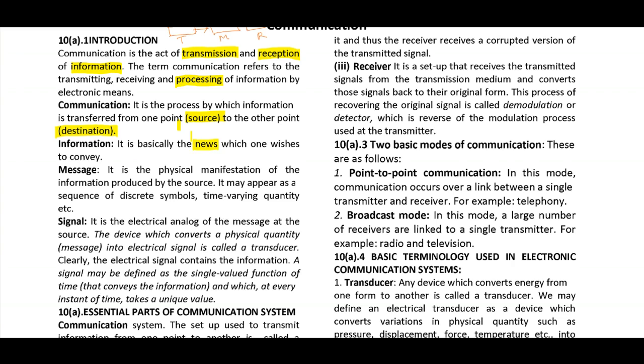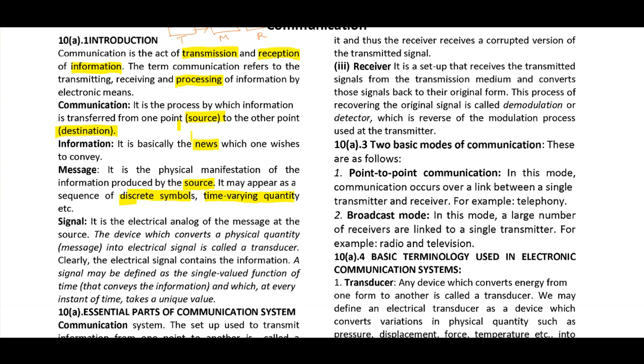Message: what is a message? A message is the physical manifestation of information produced by the source. It may appear in the form of discrete symbols, and these symbols may be time varying quantities. The message is made up of time varying quantities.